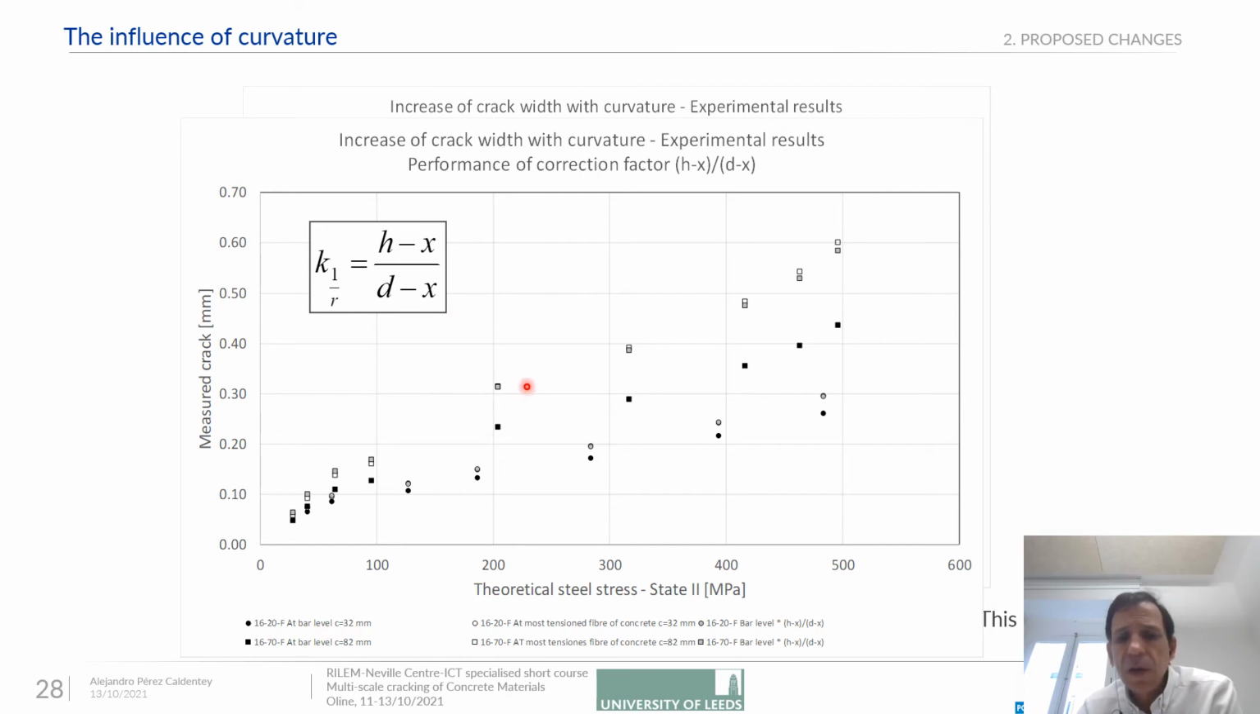And you can see that the gray symbols fall almost on top of the white symbols, which proves that this correction is actually a very, very good one.